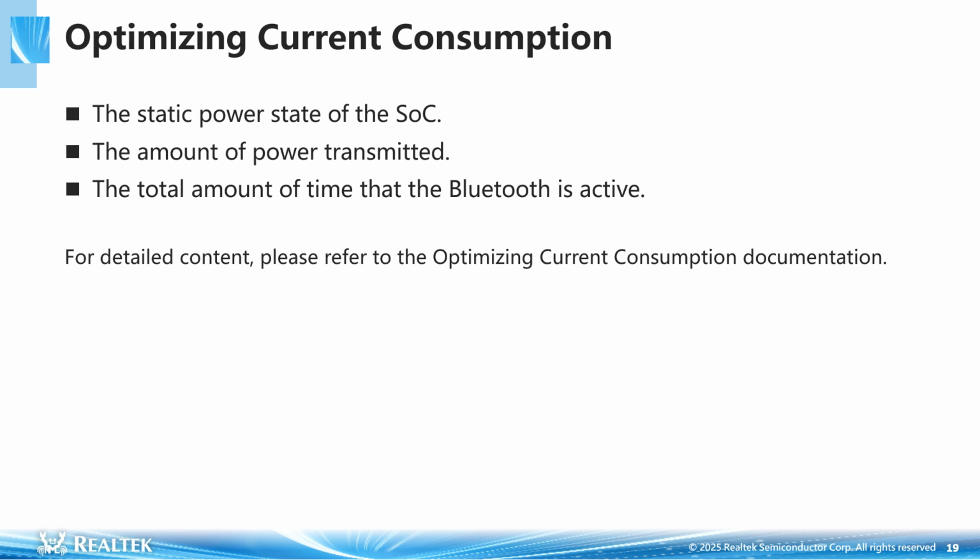Current consumption, or more generally, energy usage, is a major concern for battery-powered products. Optimizing current consumption extends battery life and, consequently, improves product performance. There are three main factors that affect the power consumption of Bluetooth audio SoC devices, including the SoC's static power consumption, the amount of power transmitted, and the total amount of time that the Bluetooth is active. The document on optimizing current consumption provides detailed information on optimizing power consumption, and this is just a brief overview of what the document covers.